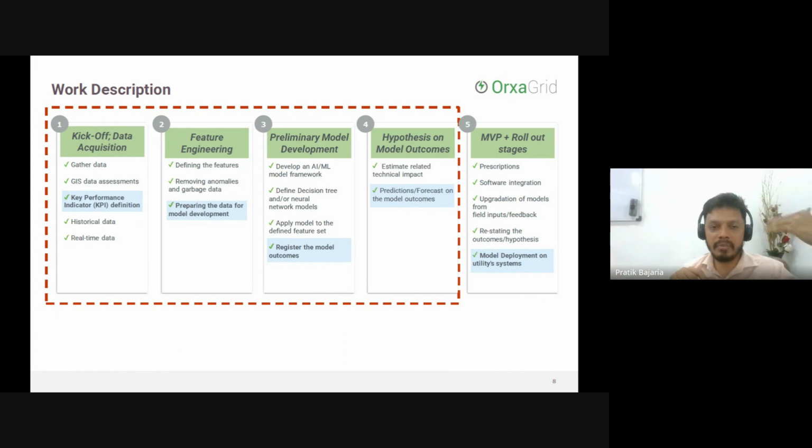So then we develop the model, and on the basis of the model that is being developed, we try to give you hypotheses which are the outcomes of the model, telling you that the possibility of a fault, let's say a PD fault, happening in the future in the next 15 days or so is, let's say, 70%. So I'll tell you, or the OrxaGrid models will tell you, that a PD fault on a cable line is going to happen in the next 15 days with a probability of 80% or 90% on the basis of the data which is being developed.